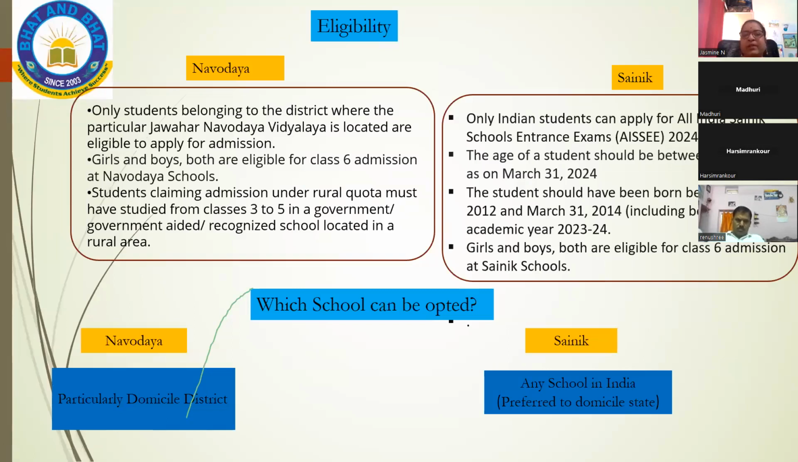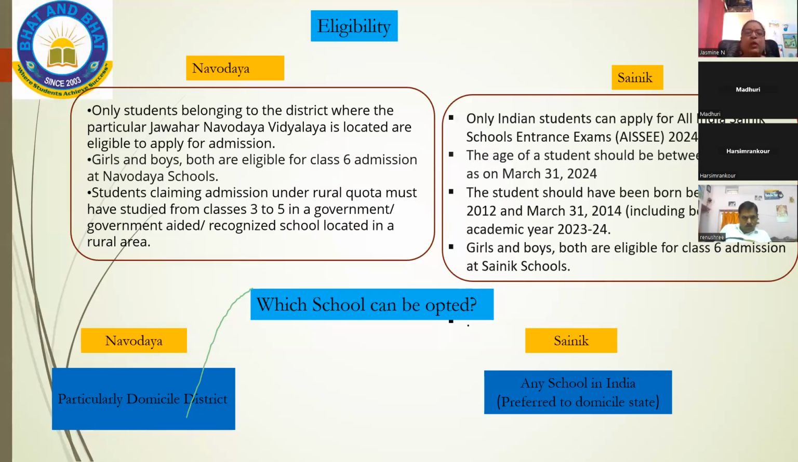What is the difference between the Navodaya school and the Sainik school? This session is almost a comparative study. Please make a note of the differences here: who can apply and who is eligible, I have listed everything out. For Navodaya school, girls and boys both are eligible to write the class 6 admission test. Every student belonging to that particular district is eligible to apply for this admission.